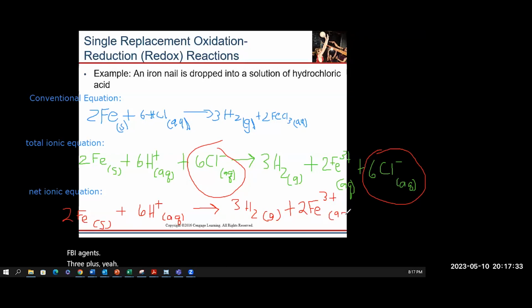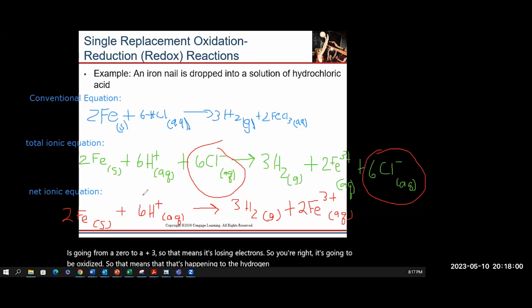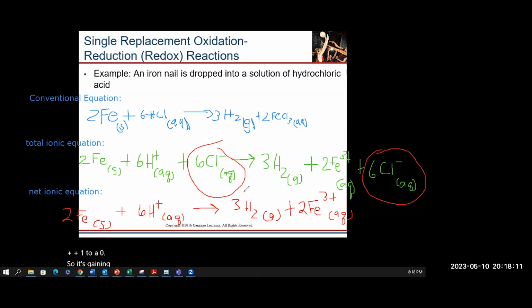Okay, now here's a hard question. Who's going to be oxidized and who's going to be reduced? Fe is oxidized. So Fe is going from a 0 to a +3. So that means it's losing electrons. So you're right, it's going to be oxidized. So what's happening to the hydrogen? Reduced. That's right. It's gaining electrons because it's going from a +1 to a 0. Simple. Piece of cake.